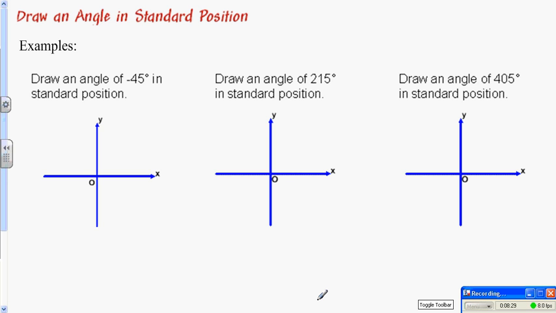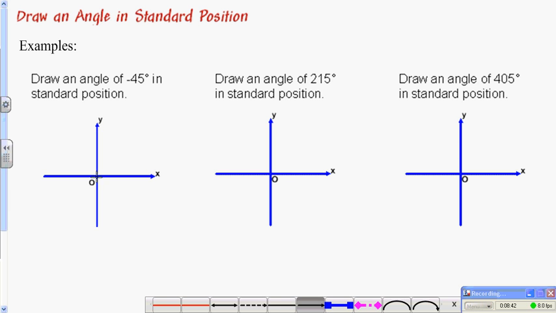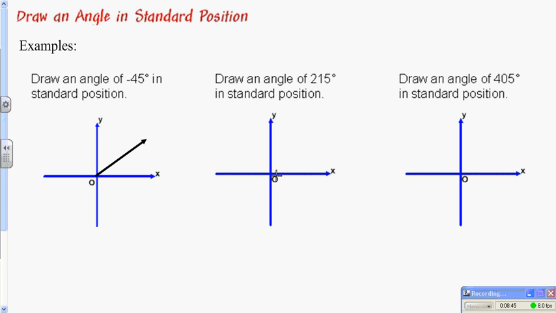Now for our last part with respect to angle rotation, here we have 3 questions, drawing our answer in the degrees they want us to have. So the first one's negative 45 degrees. Well, here's 0. Negative means clockwise, and all the way to this axis is 90, so it's halfway. So that represents negative 45 degrees.